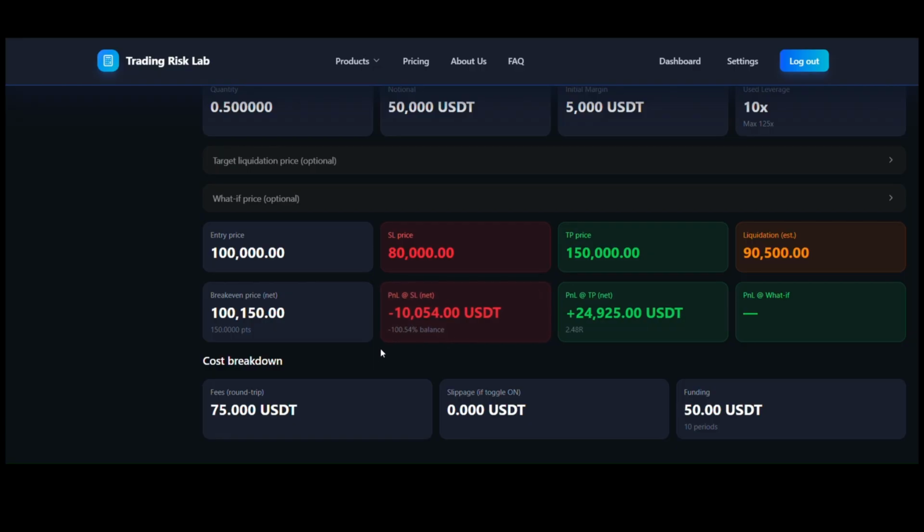At the bottom, the cost breakdown summarizes fees and other costs included in the calculation. This gives you a complete overview of the trade before you ever place it. In the next video, we'll cover additional paid features on this page that are currently locked on the free plan.